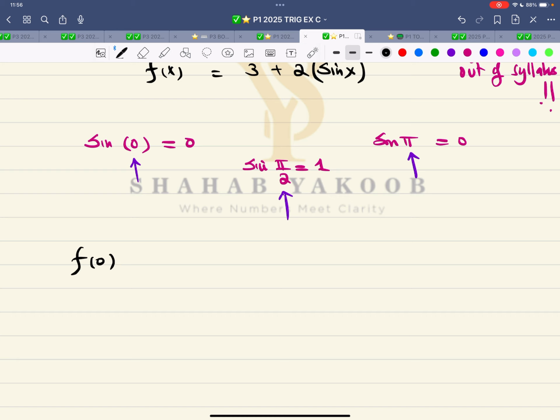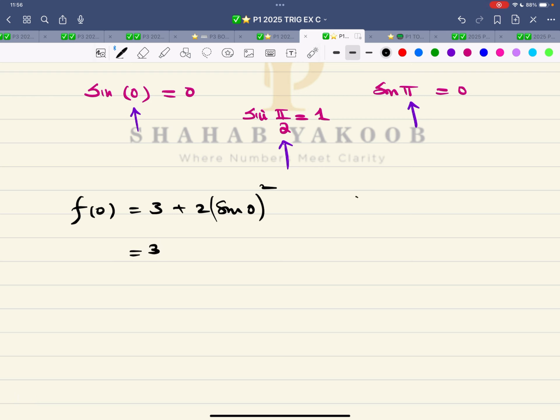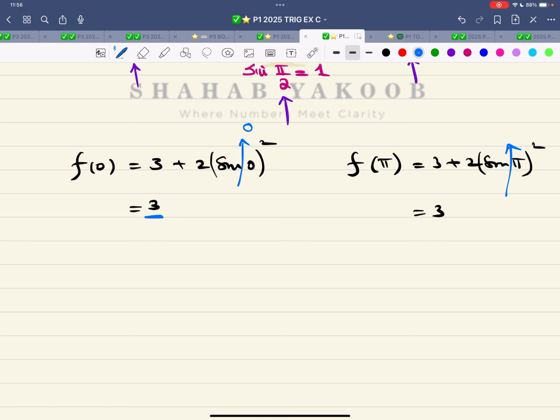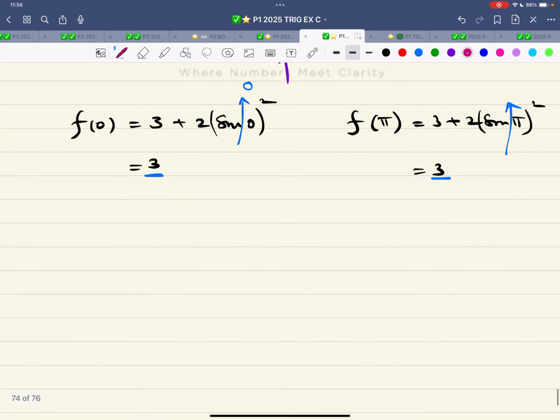So f of 0 is basically 3 plus 2 sine of 0, whole square. This comes out to be 3. f of pi, that is 3 plus 2 sine of pi, the whole thing squared, that is also 3. Because sine of 0 is 0, and sine of pi is 0. So now we know that the range cannot be a single value. It has to be between two values. This is where the decision maker comes in. That is, sine of pi by 2 is 1.